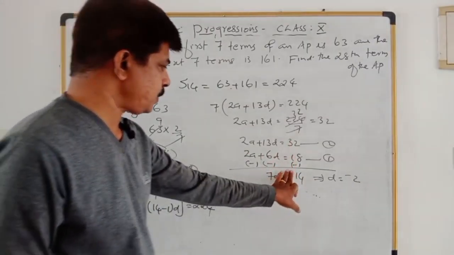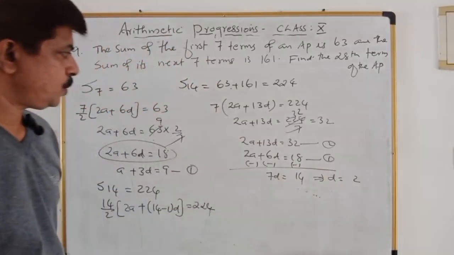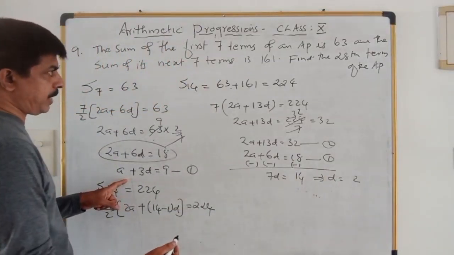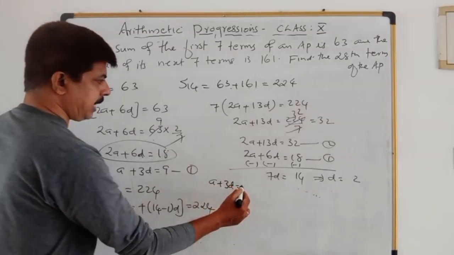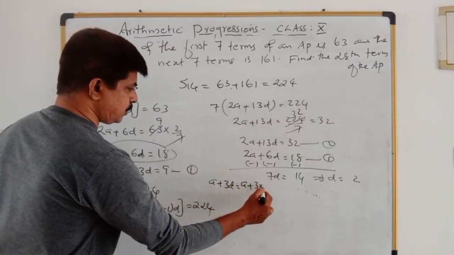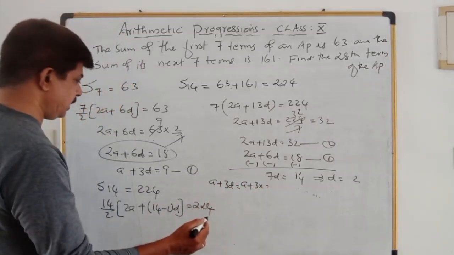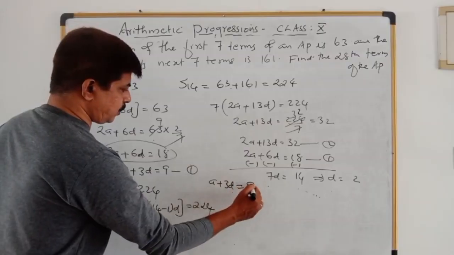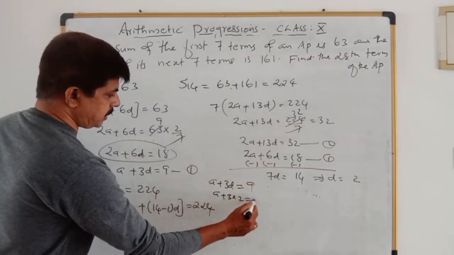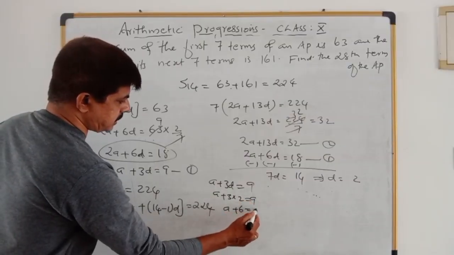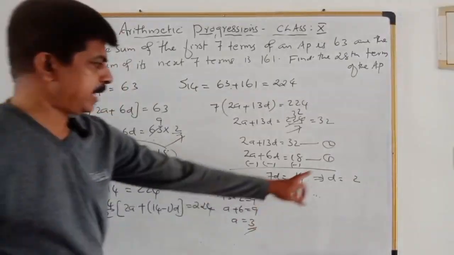32 minus 18, positive 14 itself. So what about d value? D is equal to 2. Okay, we use the first equation to find the value of a. a plus 3d is equal to 9. a plus 3 into 2 is equal to 9. a plus 6 is equal to 9. So a is 3. We got both a and d.